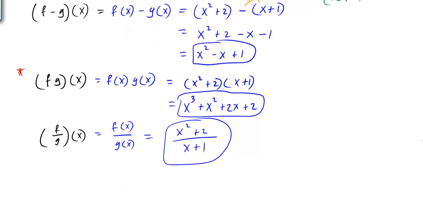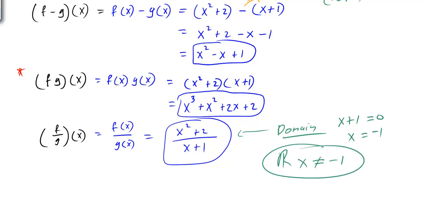Now, what happens, though, when we look at f divided by g? When we look at this one, what is the domain here? Well, because we're dividing, we have this x plus 1 on the bottom. If x plus 1 is equal to 0, then that means x is equal to negative 1. So your domain would be all real numbers except x does not equal negative 1, because if x is negative 1, we get 0 in the denominator.